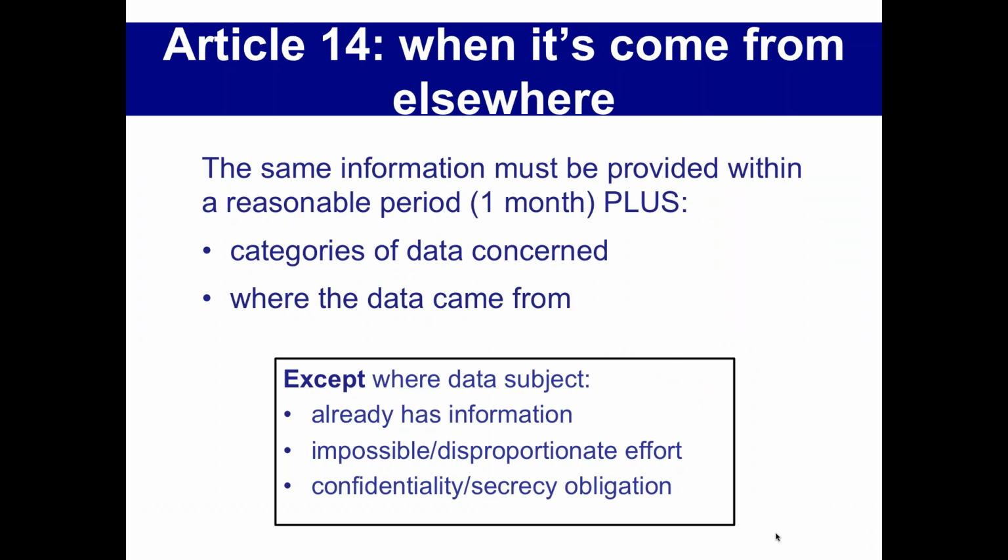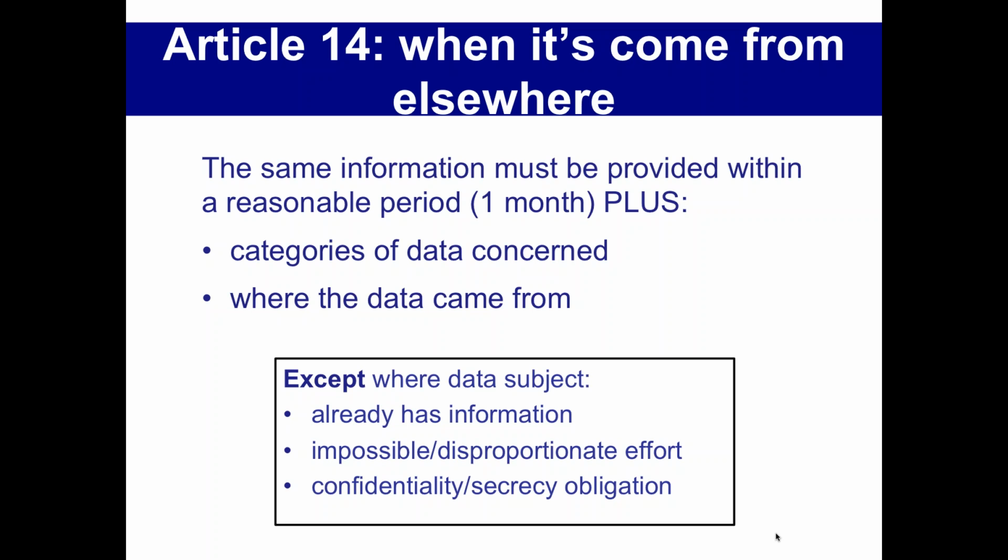Article 14 of GDPR explains what you need to provide if you've obtained the data from another organisation. So Article 13 is what you provide when you're collecting the data from the data subject. Article 14 is when you've got the data from some other source. If you've received it from some other source, then you are expected to provide the same information to data subjects within a reasonable period. And they specify in GDPR that a reasonable period will be no more than a month.